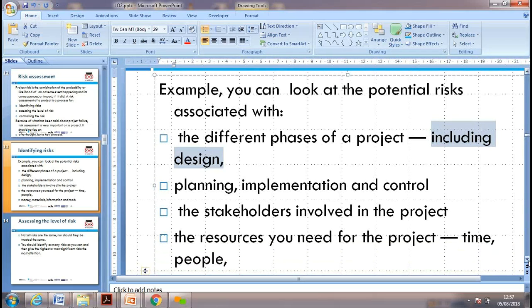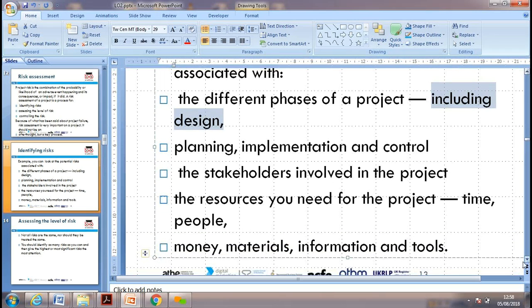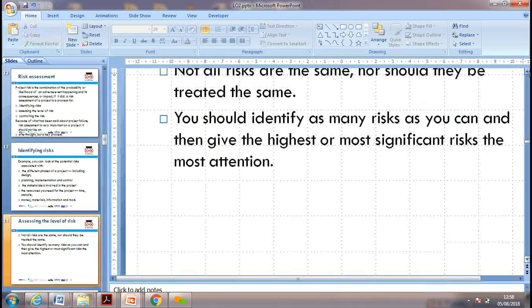Planning, implementation and control will help us to minimize the risk. Stakeholder involvement and resources also help: you need the project on time and the people. So we need to look around at the money, material, information and tools, all areas of risk. We need to identify the risk, and we need to assess the risk.